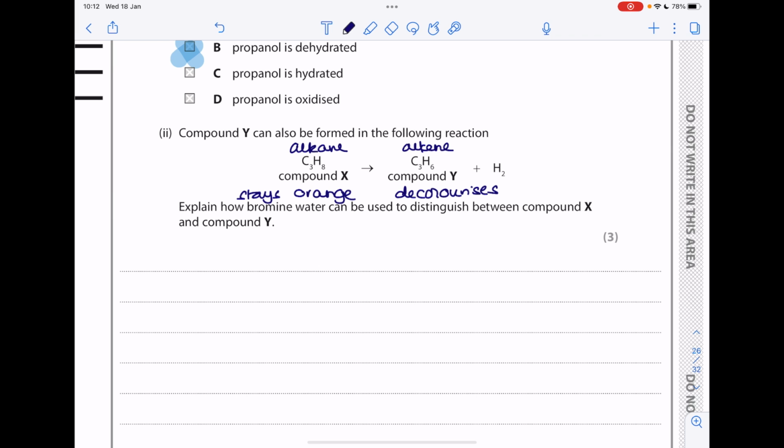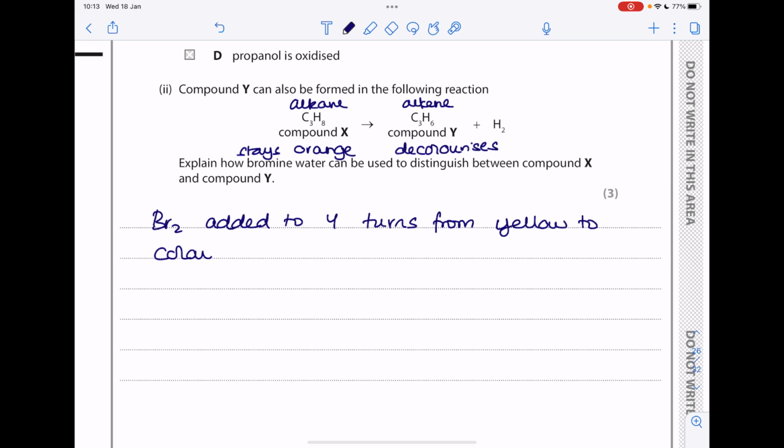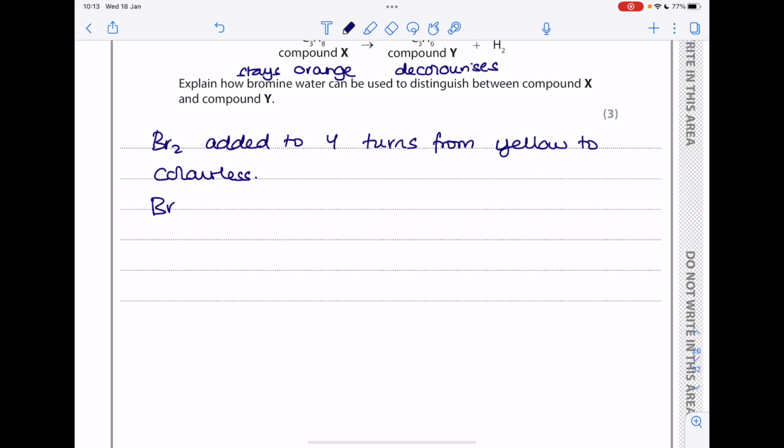And you can draw whole equations to prove this, but we're just going to say bromine water added to Y turns from yellow to colourless. Bromine added to compound X stays yellow.